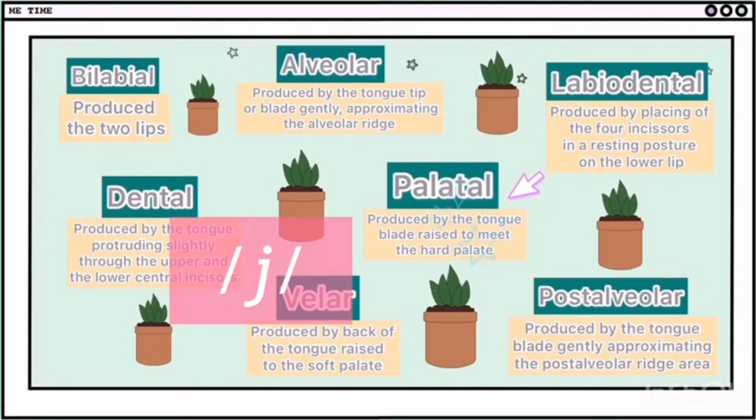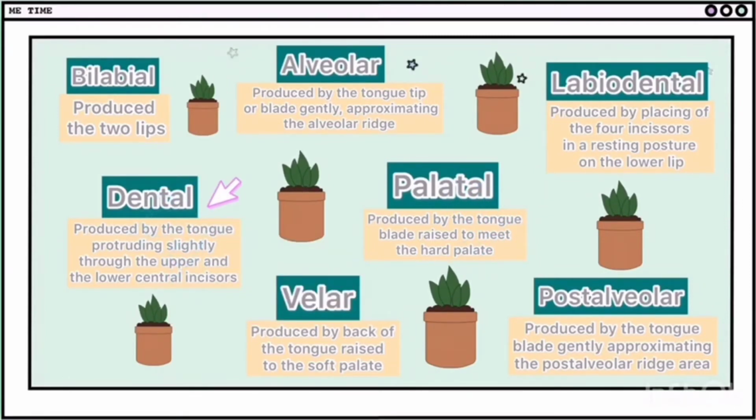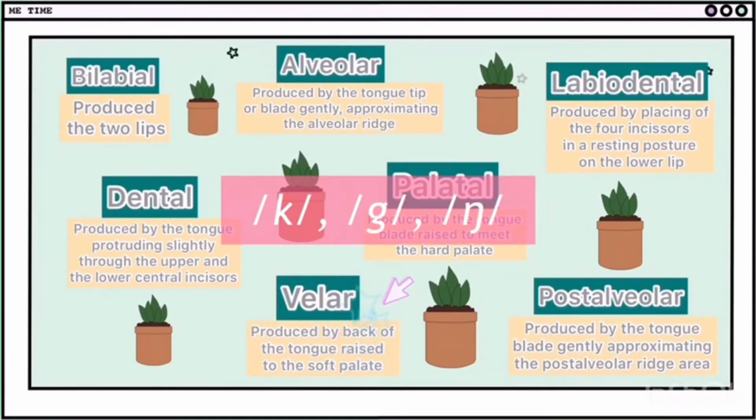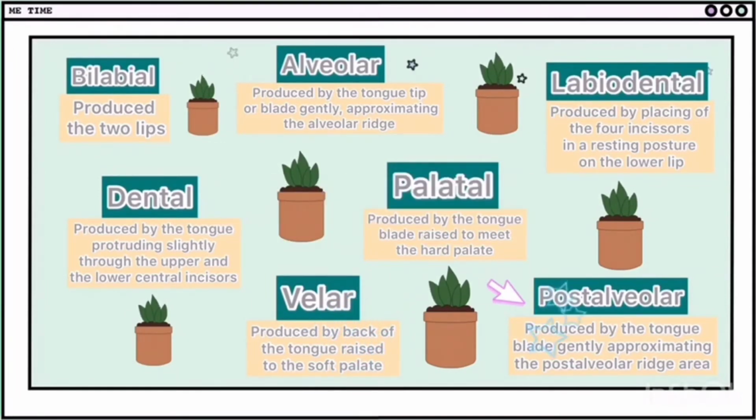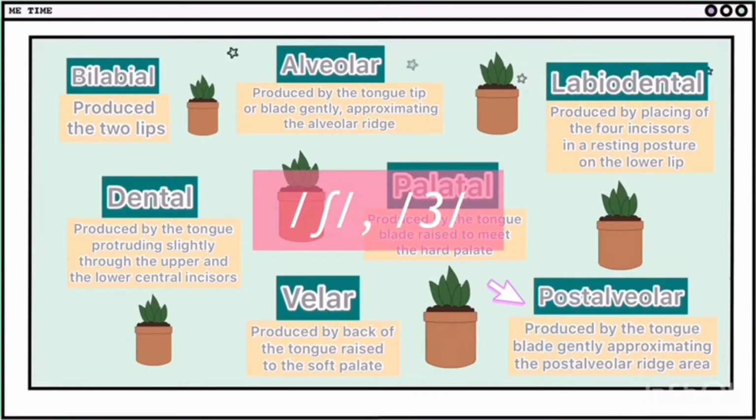Example: y. Dental is where the blade of the tongue comes in contact with the upper teeth. Example: th. Velar is when the back of the tongue approximates to the soft palate. Example: k, g, ng. Postalveolar is where the front of the tongue is concave to the roof of the mouth. Example: sh and zh.